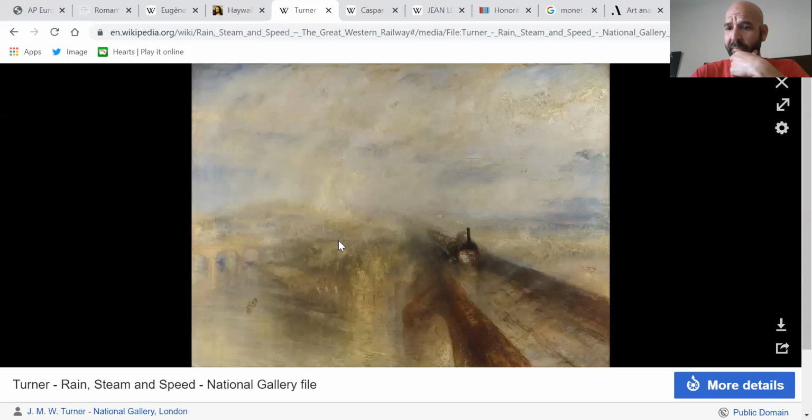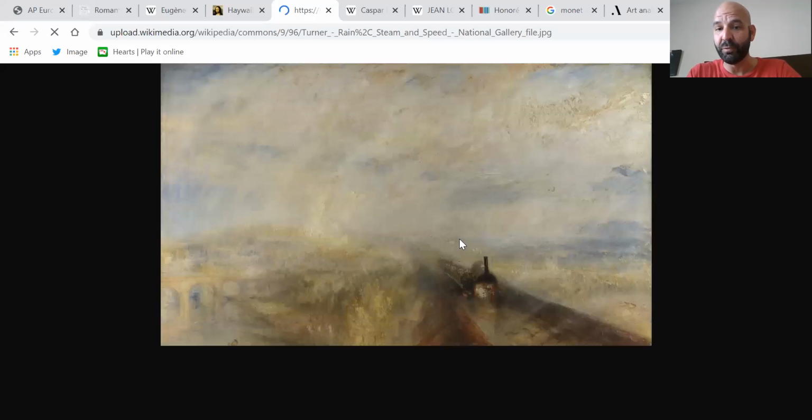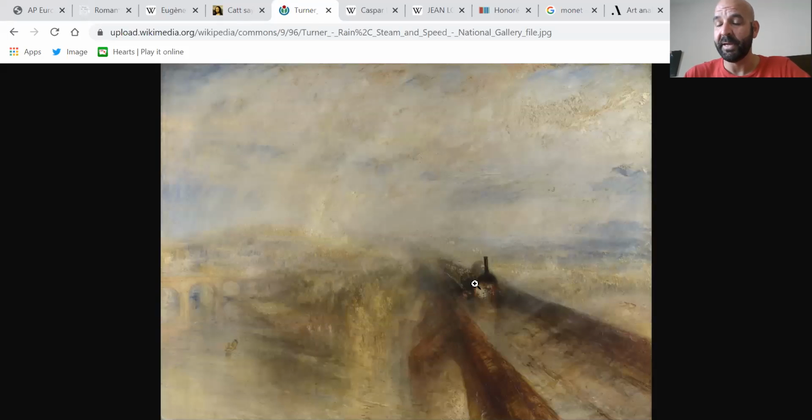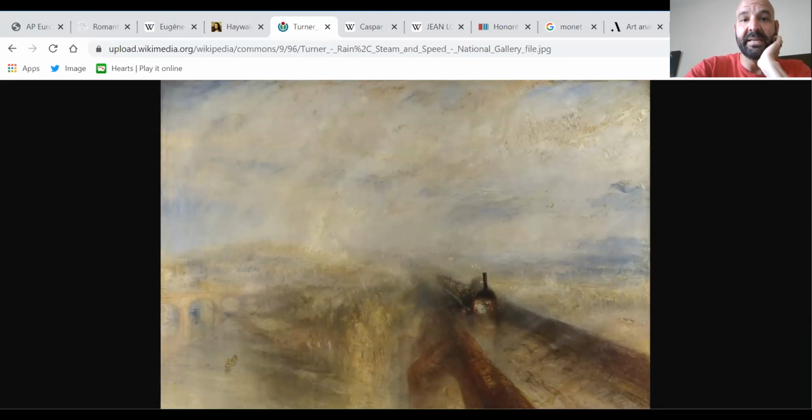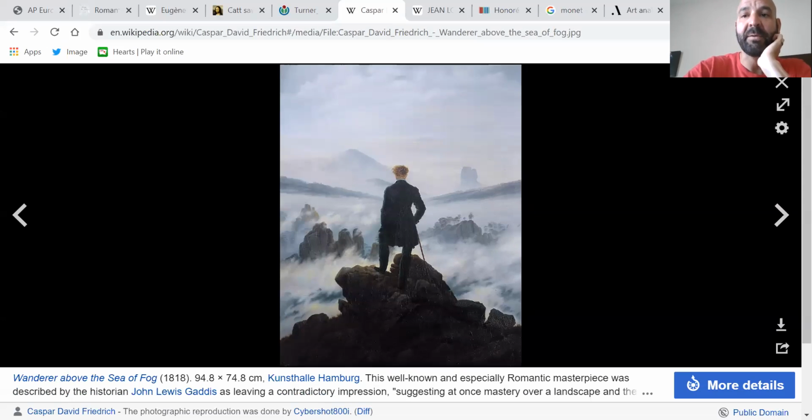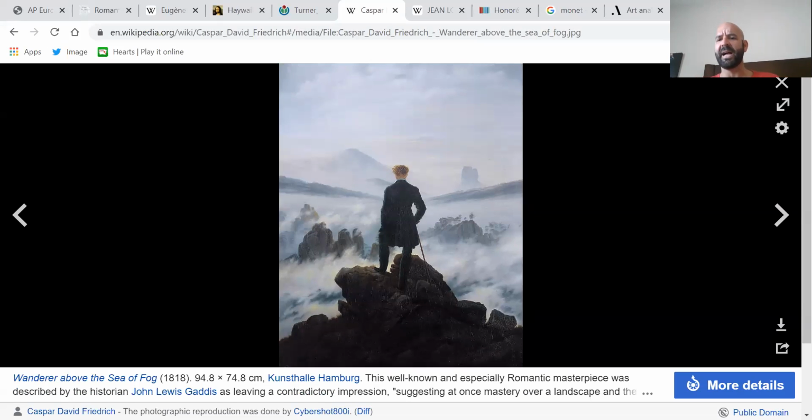J.M.W. Turner, I know we looked at this in class. This is Rain, Steam, and Speed. This is a rural agricultural setting, but here we have a train, a locomotive, going through the countryside, right? This is a nod to the changing ways of life and the way that industrial society is rapidly transforming European society. Then we also have Caspar David Friedrich. So one way Romanticism operates is that it glorifies rural, agricultural sorts of ways of life.